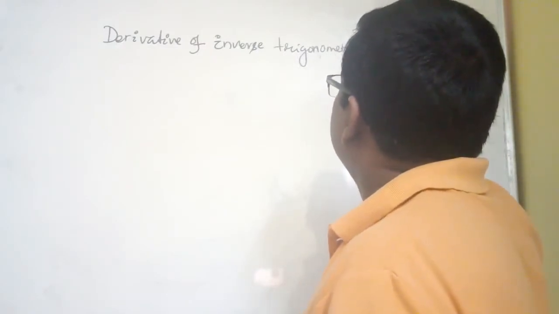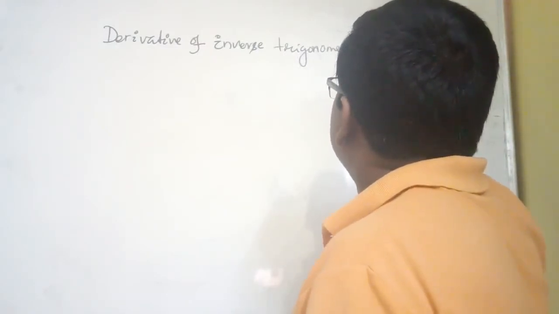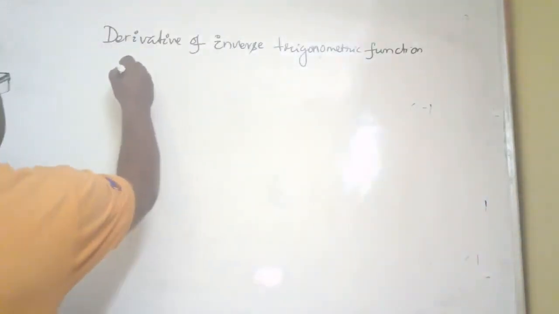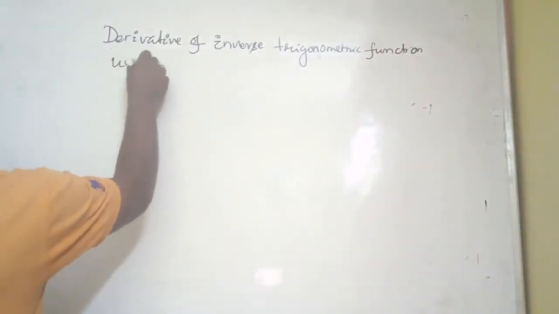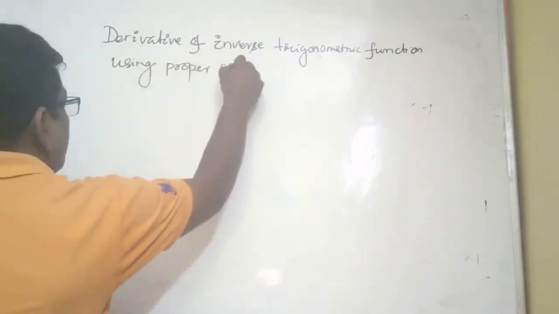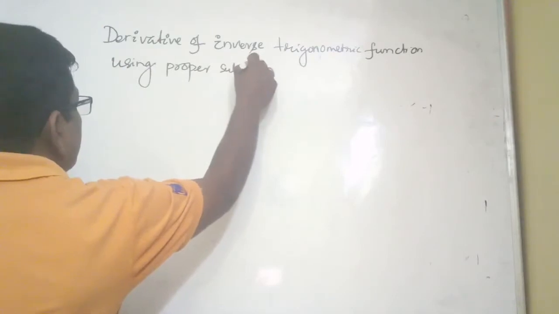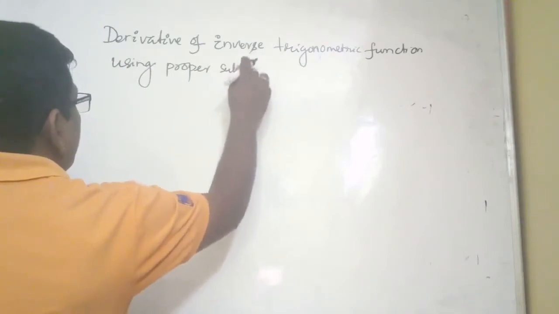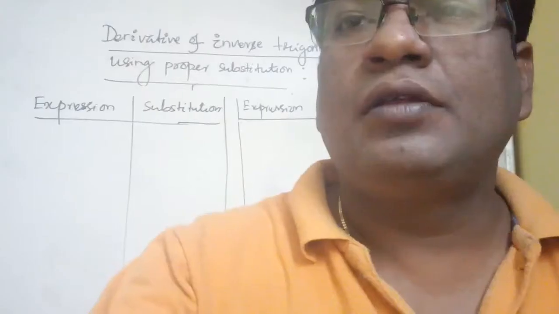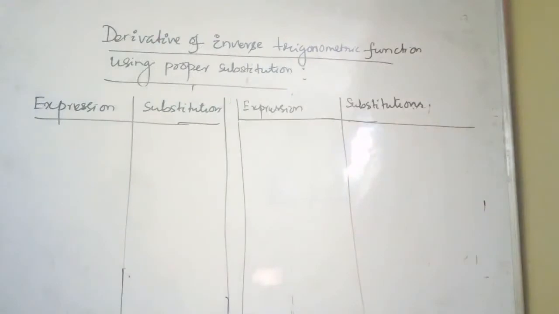Trigonometric function using proper substitution. Okay, this is proper substitution. This is derivative of inverse trigonometric function using proper substitution.